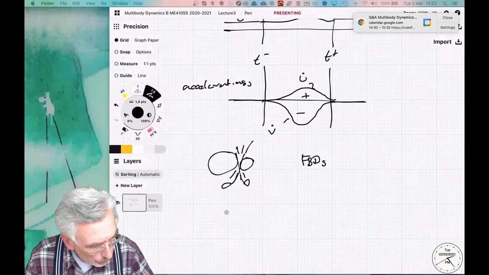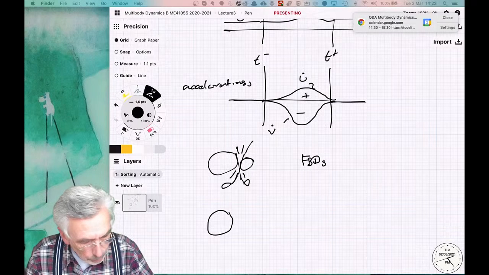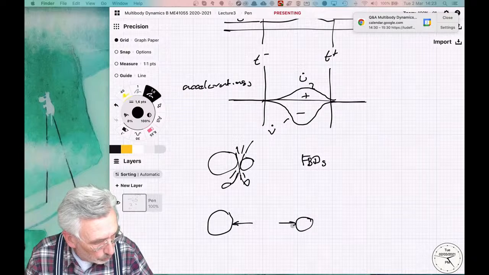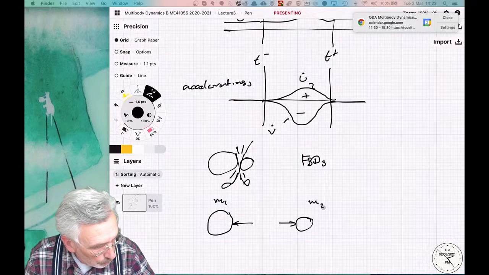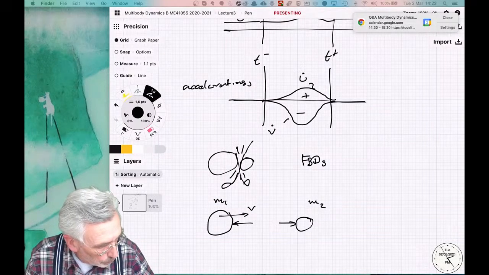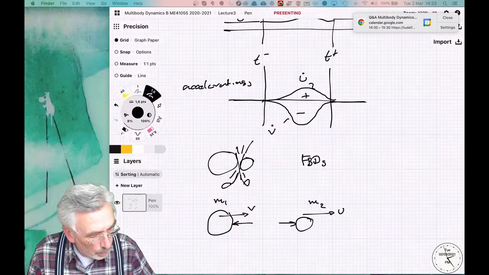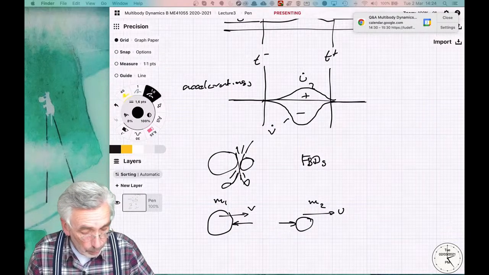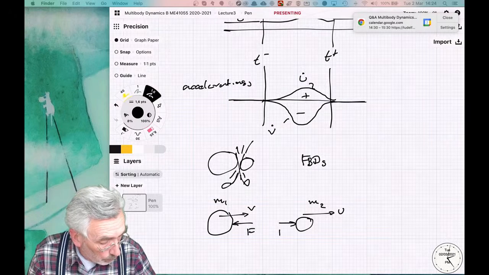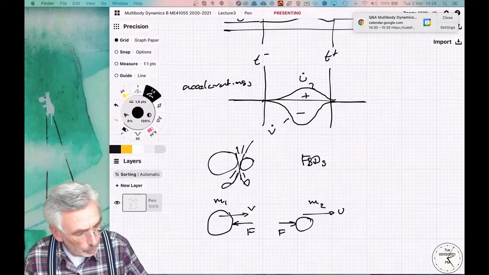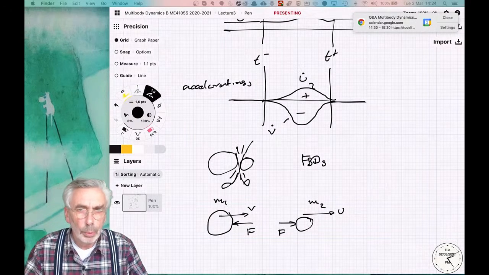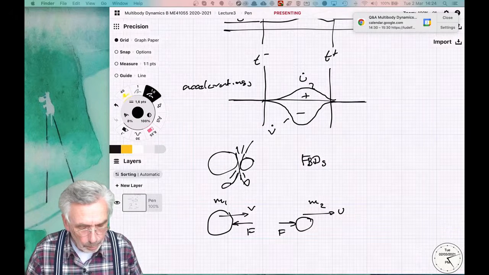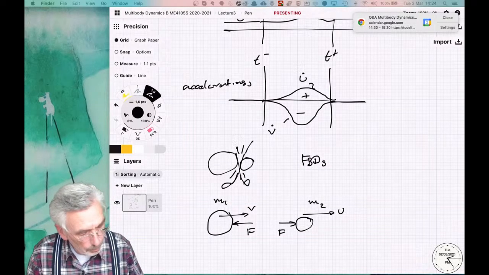How does it go? Well, I have this body one. I have to introduce a force, right? And here I have body two, and I have to introduce a force. And so this was M1, and this was M2. And the velocity was called v, and the velocity of this guy was called u. And there's an interacting force, and we call it F, right? And according to one of Newton's laws, these forces are identical in magnitude but opposite in sign.